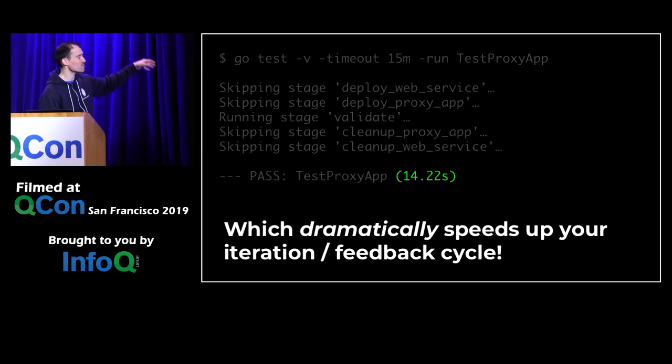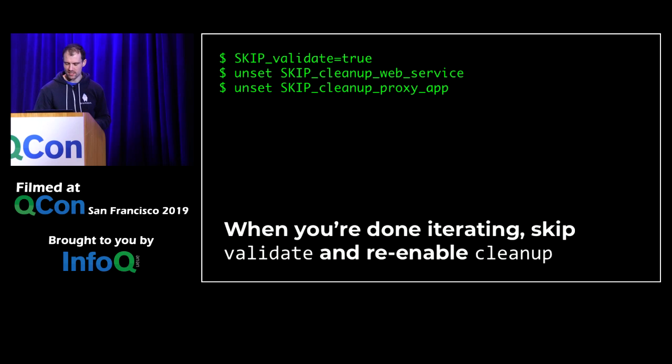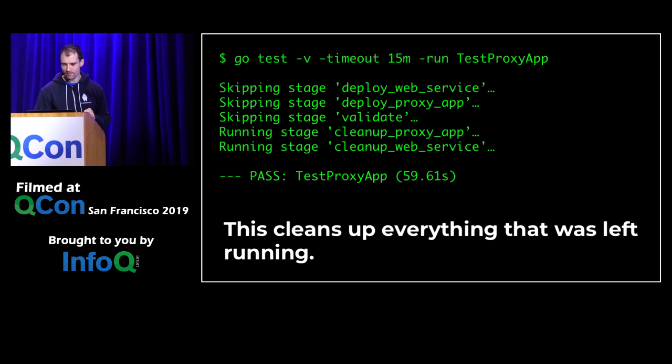You can also make changes manually. You can inspect things. You can debug things. It's basically as if you're pausing the test in the middle. That's really what we're doing with just some environment variables. And then when you're done, you can basically tell it to clean everything up again, and you're done. So test stages are very, very useful.